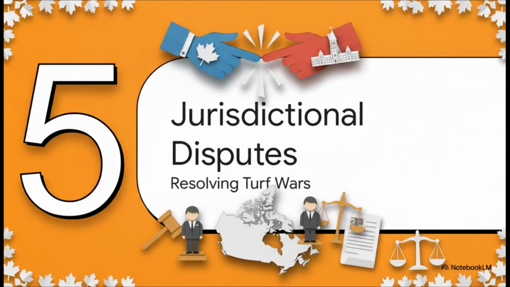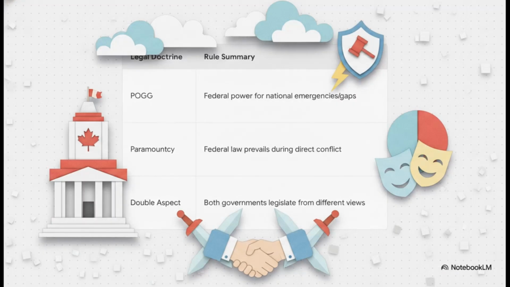Okay, Section 5, settling jurisdictional turf wars. How do we resolve system errors? Because federalism can get pretty complicated, right? What happens when these two levels of government inevitably step on each other's toes? To settle these turf wars, the Supreme Court relies on three diploma-level legal doctrines.